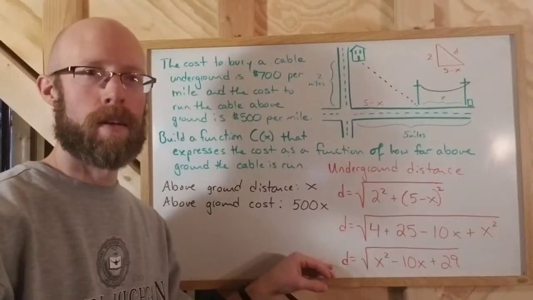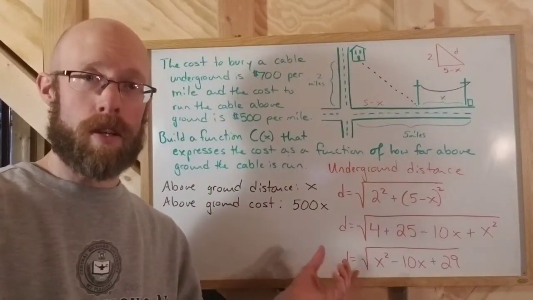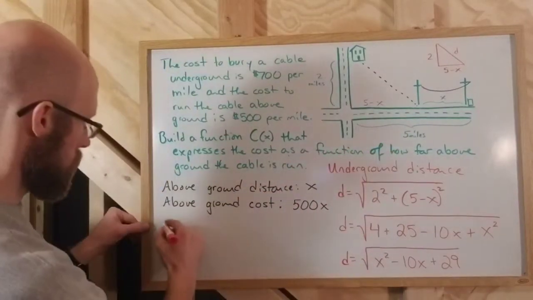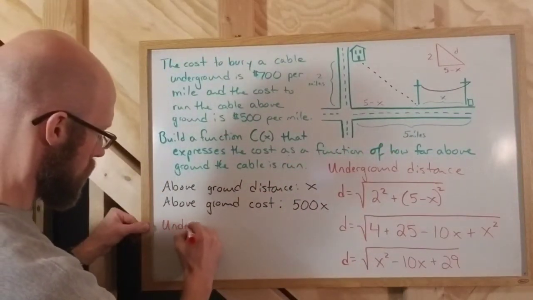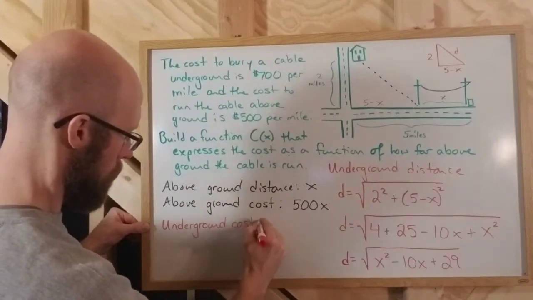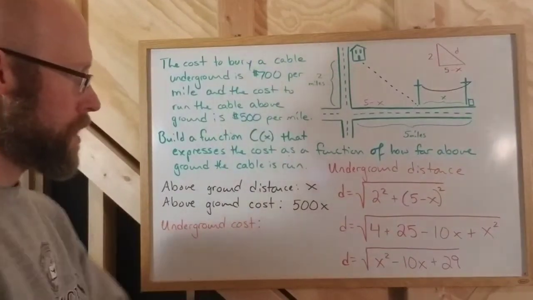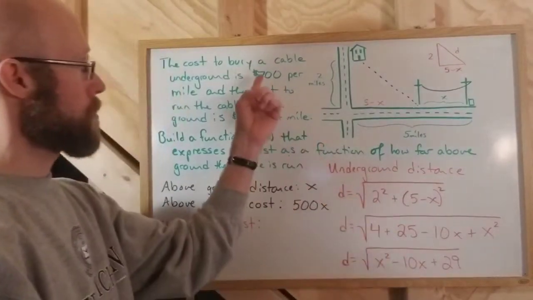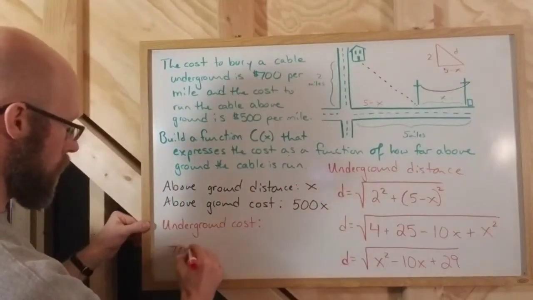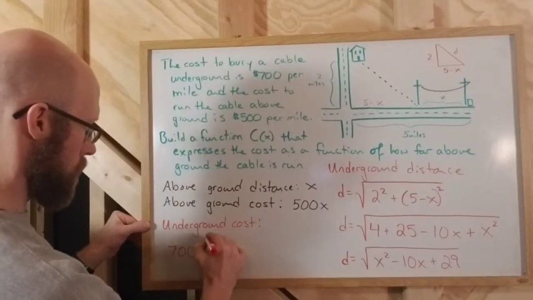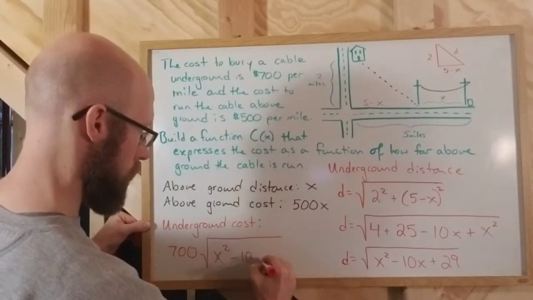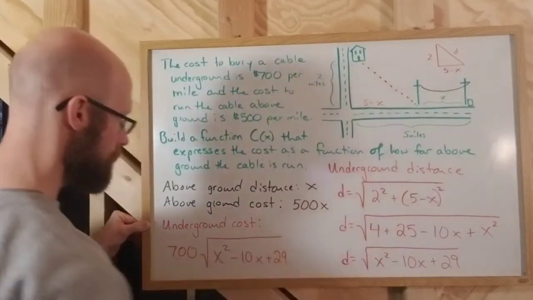Okay? So that's a distance equation, but that doesn't give us the cost. So that's our underground distance. The underground cost is going to be found by taking this distance and multiplying by the $700. Right? So it's going to be 700 times the square root of x squared minus 10x plus 29.